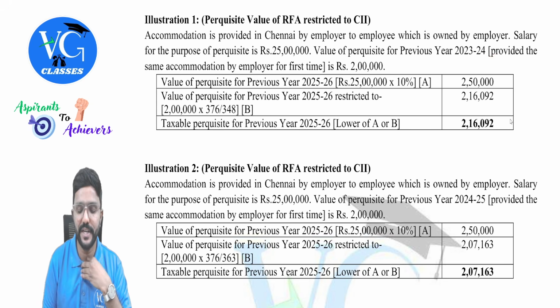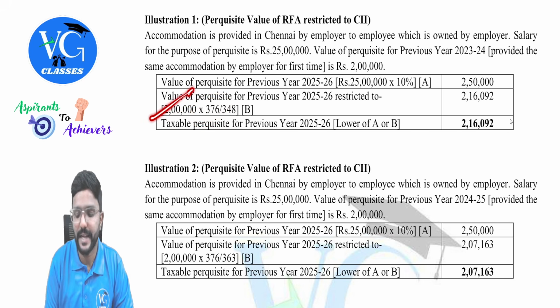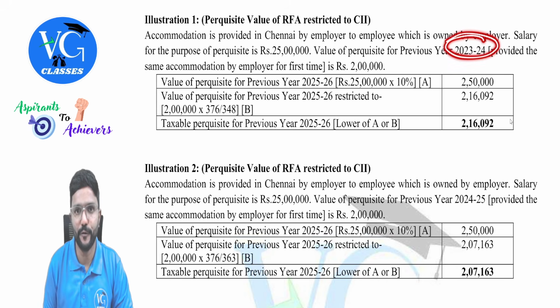Check what is the cost inflation index for the year 23-24. It is 348. It will be given in the question. You need not worry. And what is the cost inflation index for our previous year? That is 25-26. It is 376. So apply indexation. 2 lakh is the value for 23-24.